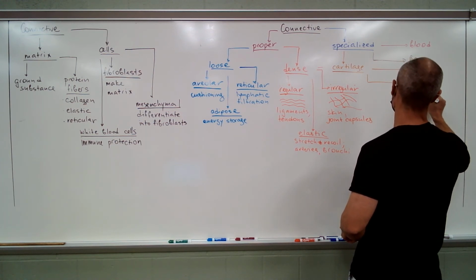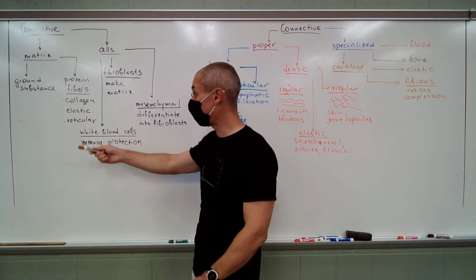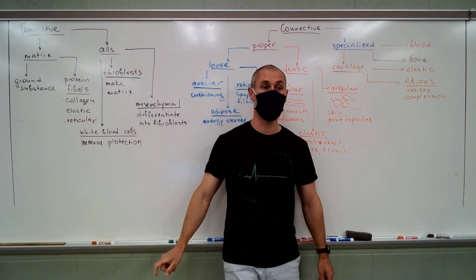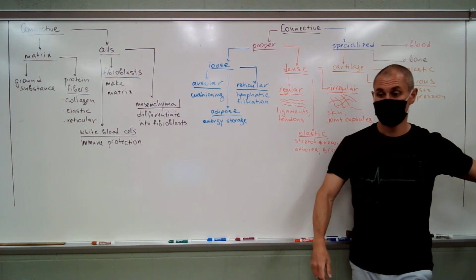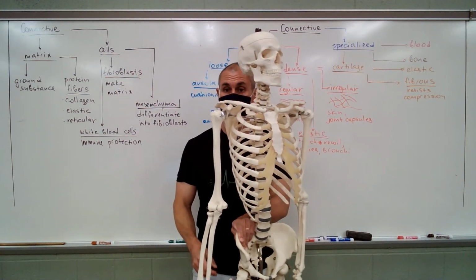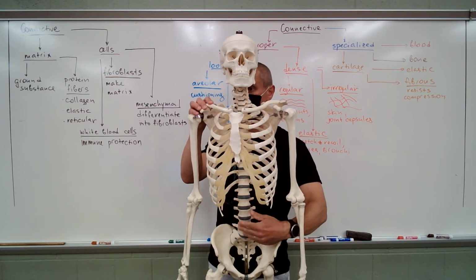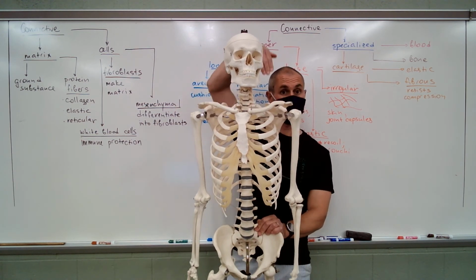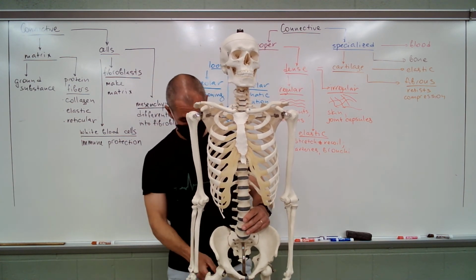Fibrous cartilage has a ton of collagen fibers, a lot of them, which means it's very mechanically resistant and kind of stiff. Where are you going to find it? You see those intervertebral discs here? They all experience compression, right? So that's fibrous cartilage.